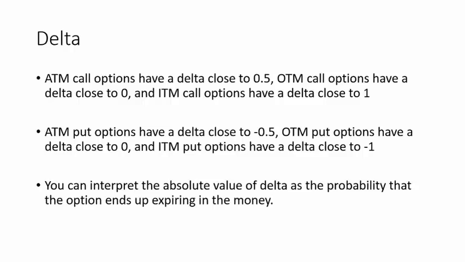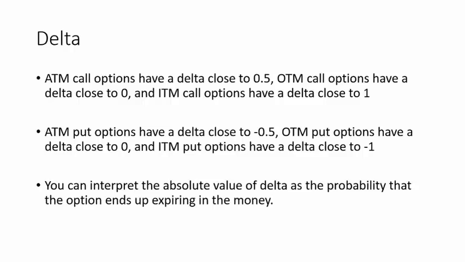Now there's one thing to note: if you're doing this, you're going to have to look at the absolute value of delta when you're looking at the put options, right? So the put options are negative numbers, but you just take the absolute value, right? So an at the money put option is going to have about a 50% chance of ending up in the money.